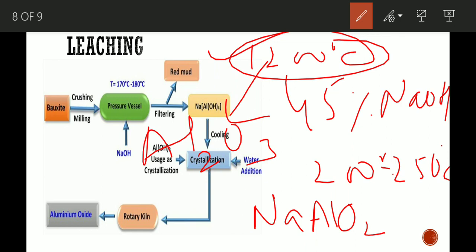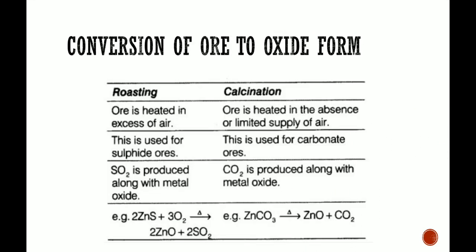So part 1 is up to here, where we discussed different methods like pulverization, magnetic separation, hydraulic washing, froth flotation process and leaching. Now in the next part we will discuss how we can convert ore to its oxide form. Again for that we have two ways, calcination and roasting. Let us discuss that also in this part.